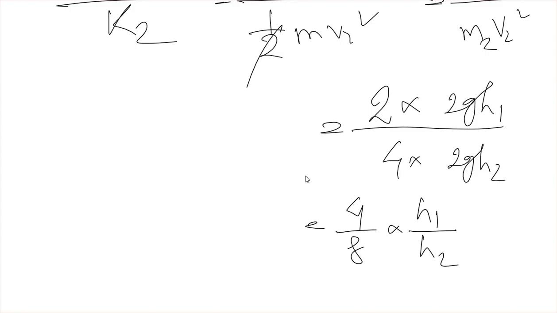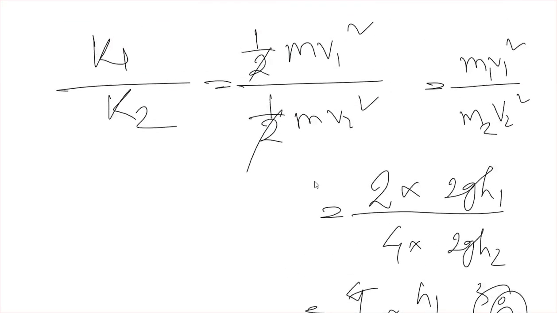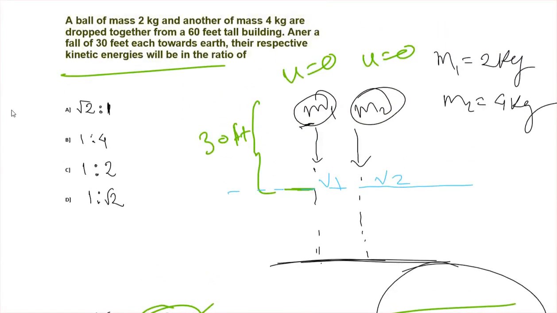Okay, so h1 by h2 will be 1, so that will be 1:2, because the height दोनों का ही same है. Okay, that is 30 and 30, that will be 1. So the ratio of their kinetic energy will be 1:4. So let's check the option. So the kinetic energy ratio is 1:4, so our option B will be correct.